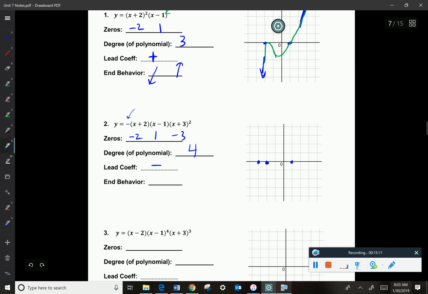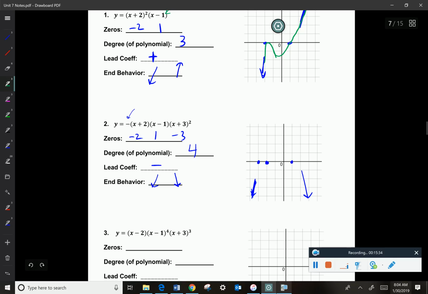So what does that mean about my end behavior? Well, it's even, so they're in the same direction. Because it's negative, doesn't that mean both ends are going to be going down? So on this side, it's going to be going down. And then on this side, it's going to be going down. So let's put that together with the multiplicity. Okay, I like to start at the left and work my way across.